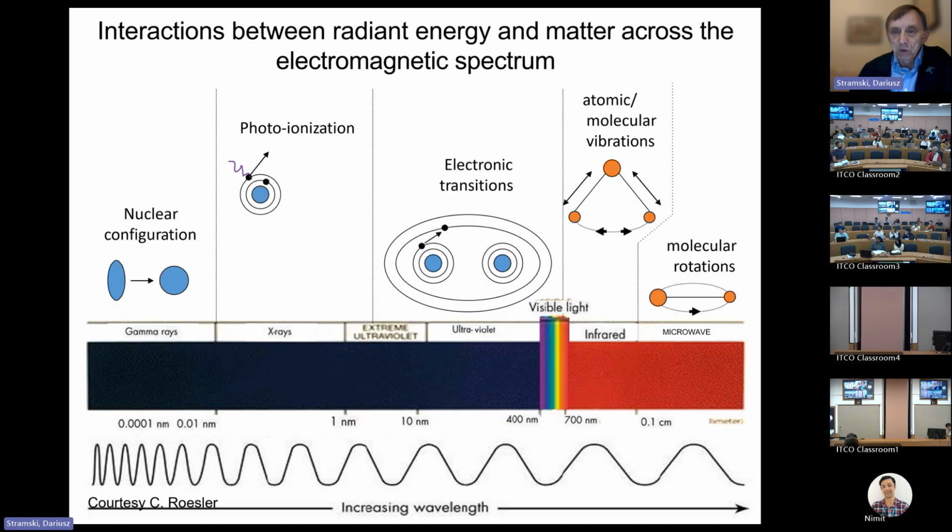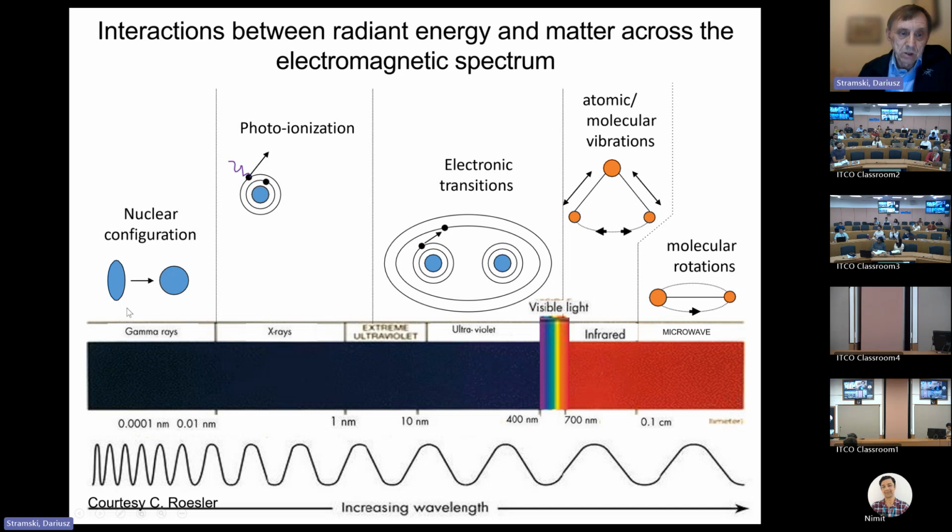But I will begin with absorption. This graph illustrates the interaction between radiant energy and matter across the electromagnetic spectrum. So we are moving from the left-hand side to the right-hand side: gamma rays, X-rays, extreme UV, visible, again this narrow range, infrared, microwave. You have the wavelength of light indicated below here. And at the top, you see the mechanisms, at the subatomic, atomic, or molecular scale, of processes that are involved in the interaction of light and matter.